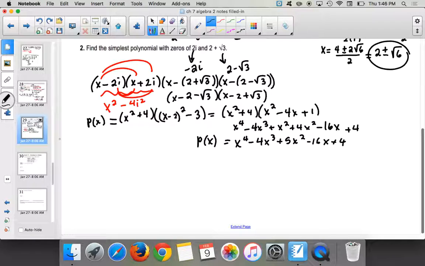It's magic. All right. So that is the end of 7.6.